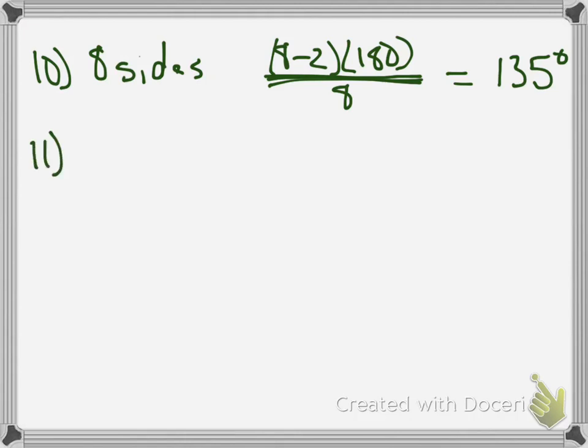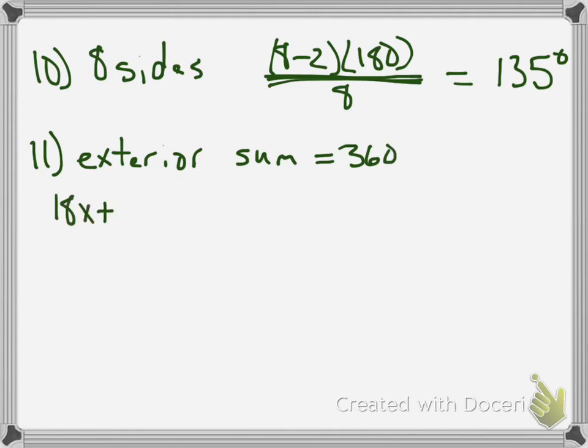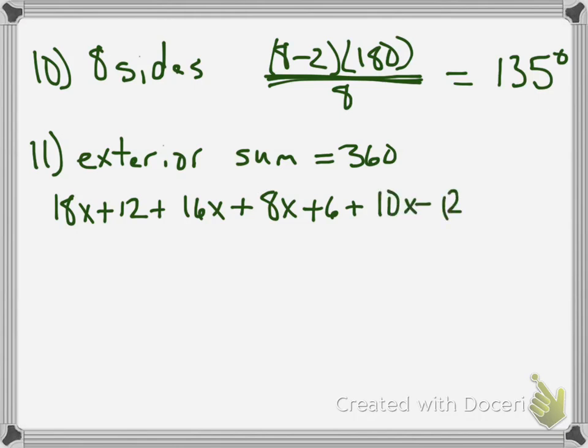Number 11, we want the exterior angles of a convex pentagon. Again, remember, the sum of exterior angles is always equal to 360 degrees. So I can say 18x plus 12 plus 16x plus 8x plus 6 plus 10x minus 12 plus 5x plus 12 equals 360 degrees. Wow, I ran out of space there.